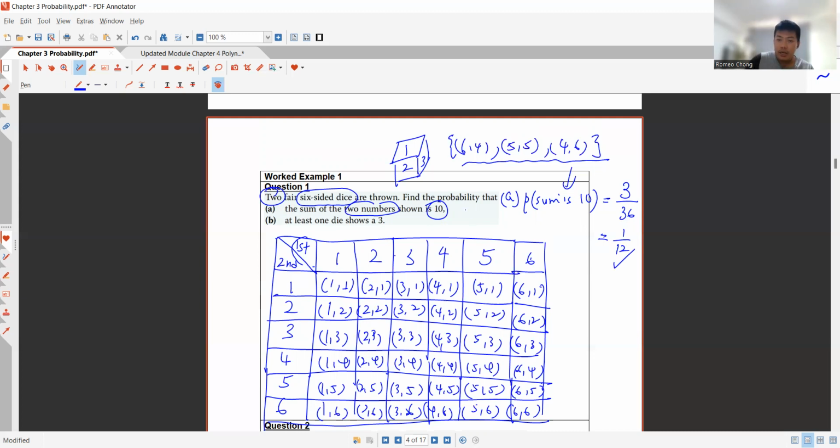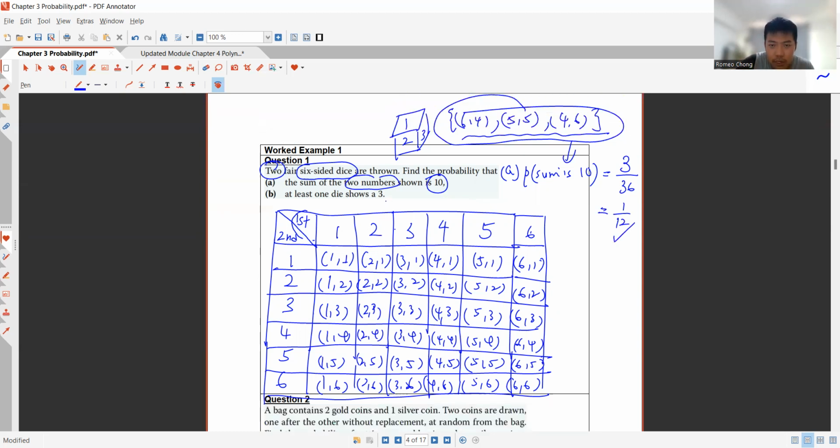And always remember, when the question asks you about the sum of the two numbers, or at least one die shows 3, for all these events you have to list out the outcomes first. You cannot straight away refer to the table and write your probability. You need to list out your outcomes. I repeat, you need to list out your outcomes.